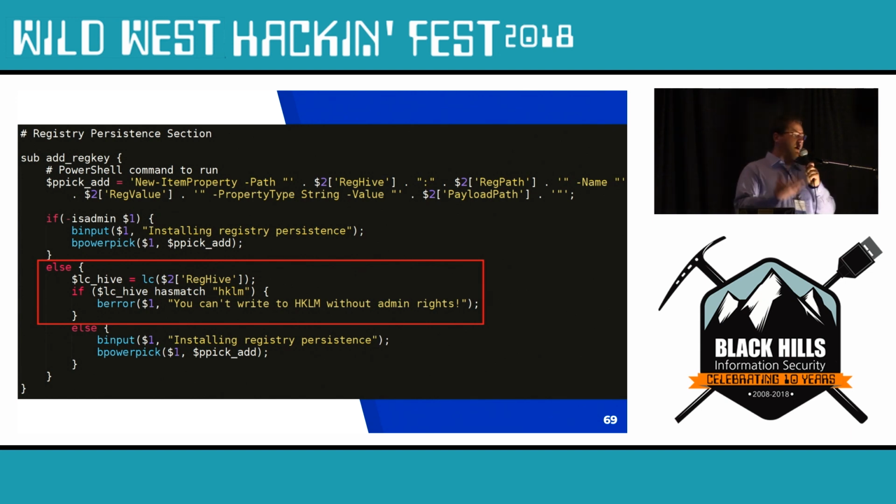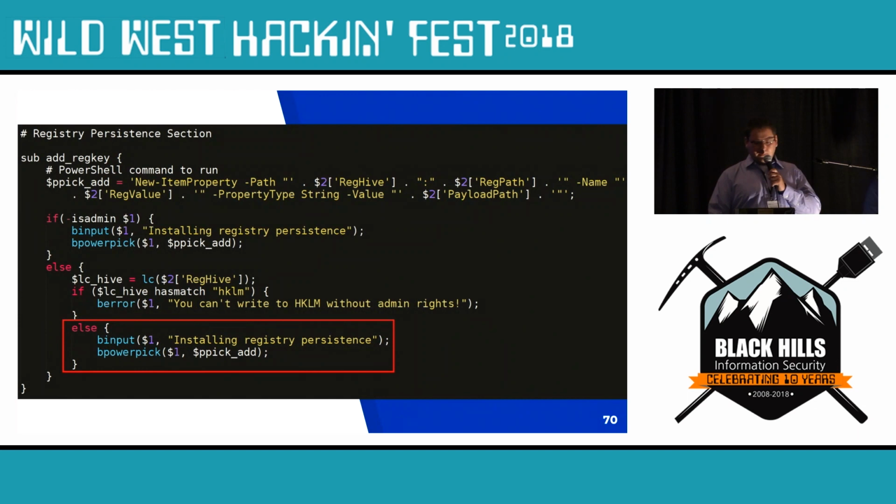And Aggressor will automate all of that for you right here and will prevent it from happening before you ever conduct an action on the system that you're trying to persist on. And finally, at this point, if everything else goes well, it's just going to go ahead and install the registry-based persistence. In this case, we're using the bpowerpick function that Harley was talking about earlier, where it's not calling PowerShell.exe, it's using unmanaged PowerShell and running your command.